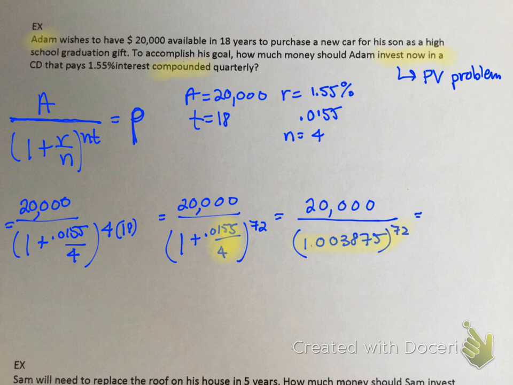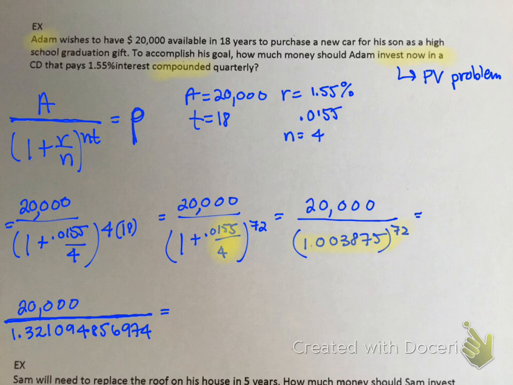I'm going to raise it to the 72nd power. And when I do that, I get 1.321094856974. Once again, do not simplify your answer down to, for instance, 1.32 in this case. Do not do that. Include every single digit that you see on that calculator. You never, ever, ever reduce something down in the middle of an equation when you deal with financial problems.